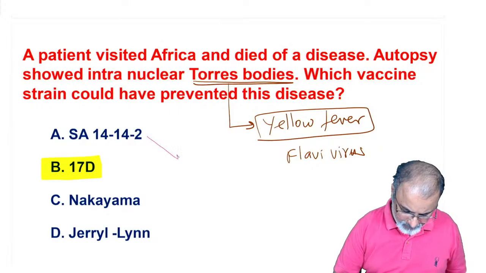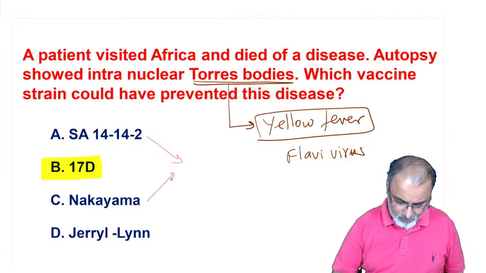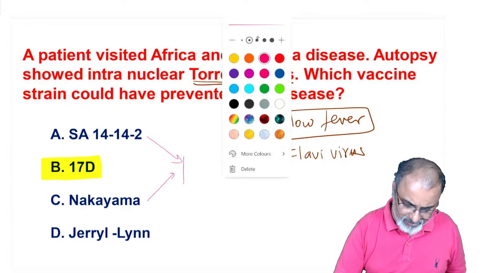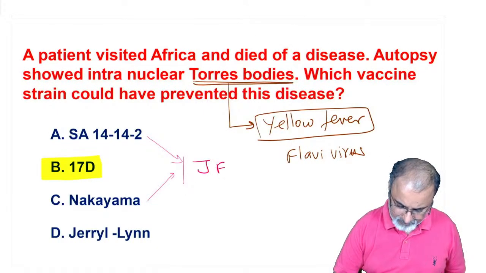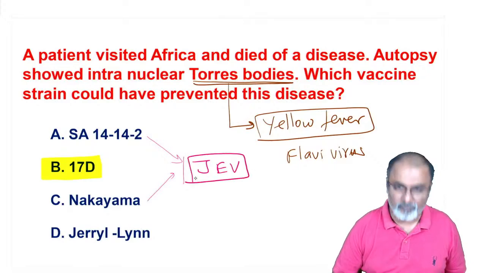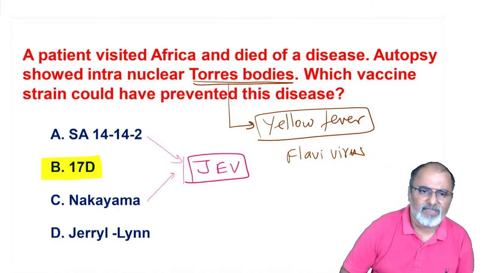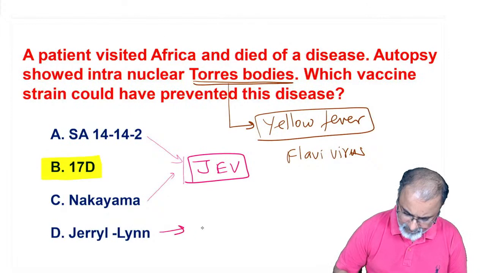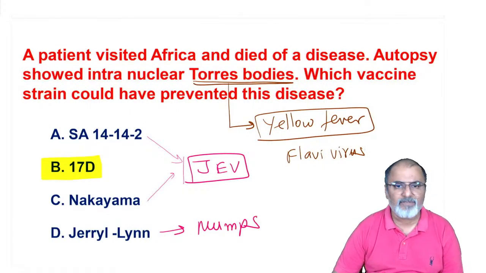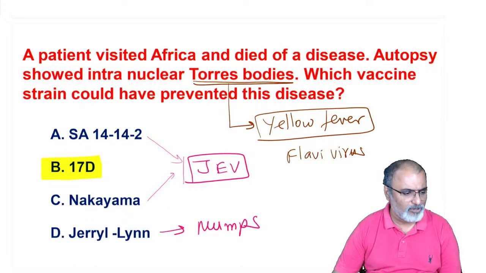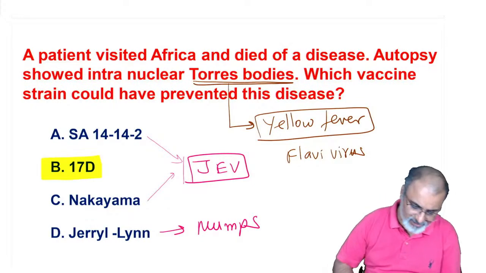SA14-14-2 and Nakayama strain, both for Japanese encephalitis viruses. Geraldine for mumps. You should know about all other vaccine strains. It is important. You should learn about all vaccine strains. Next is.